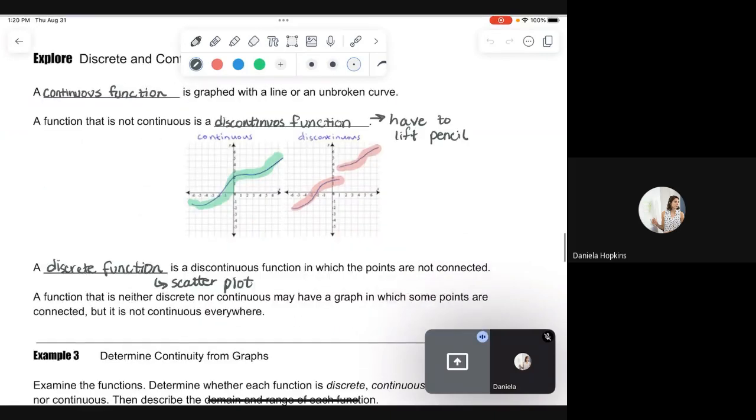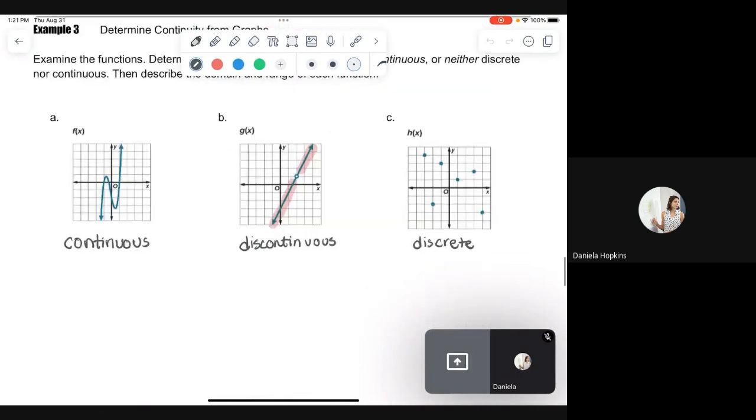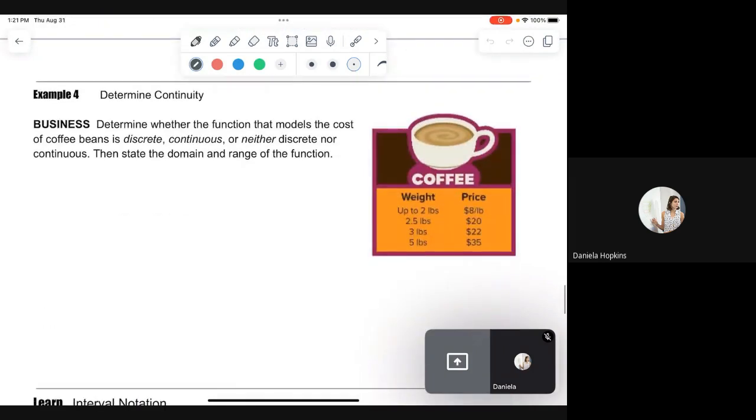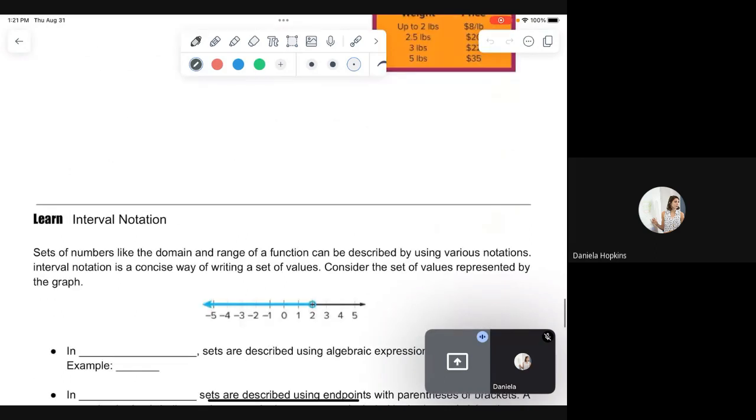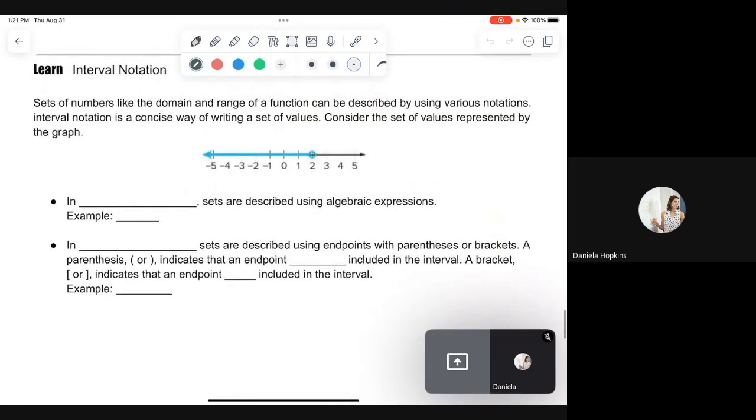All right, so I'm going to skip example 4 just because I really want to practice with the interval notation. I'm hoping that this looks somewhat familiar to you guys from geometry, but there is a chance that it does not.